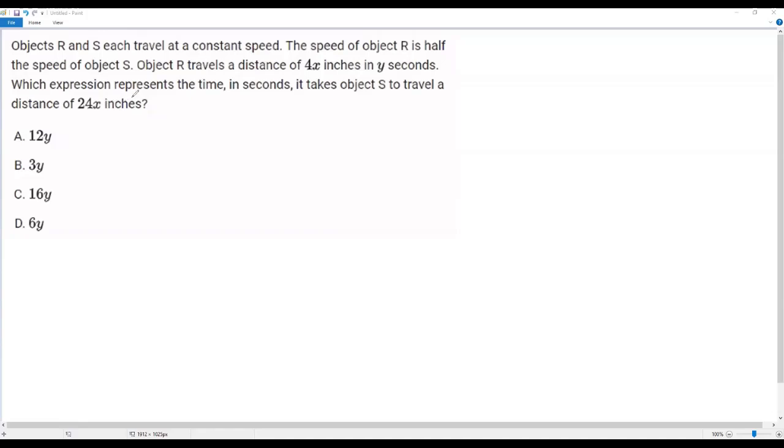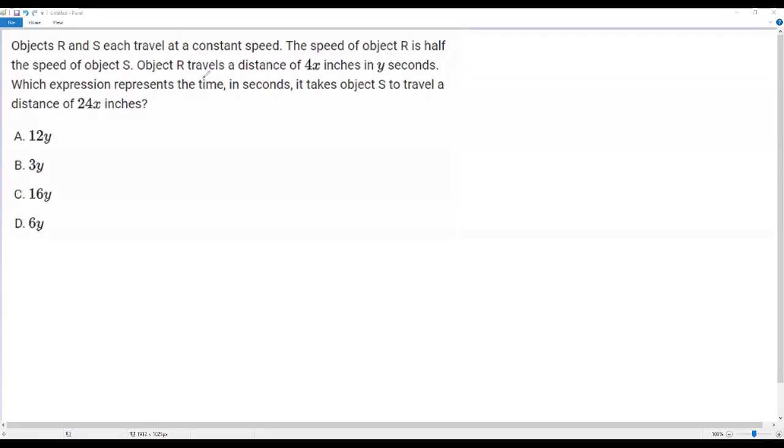Here we have information about the speed of object R and the speed of object S. That is, the speed of object R is half of the speed of object S. And also object R travels a distance of 4x inches in y seconds. So using this information, we'll be able to find the speed of R. Once we get the speed of object R, we'll be able to get the speed of object S using the first information over here. So once we get the speed of object S, we'll be able to find the time taken by object S to travel a distance of 24x inches.